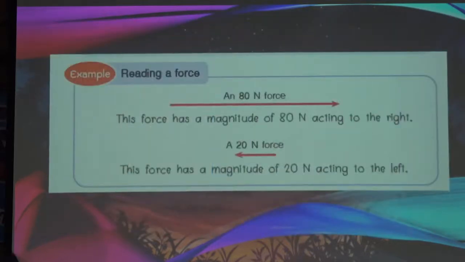Okay, so how do we read a force? An 80 newton force. You read this as the force has a magnitude of 80 newtons acting to the, where is it pointing? To the right. And here, this force has a magnitude of 20 newtons acting to the left.